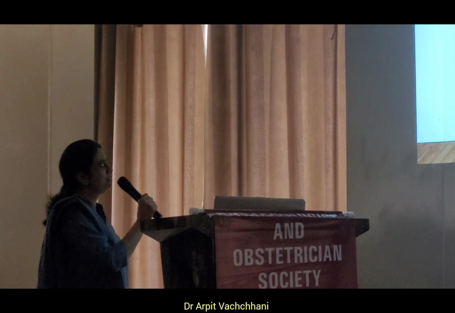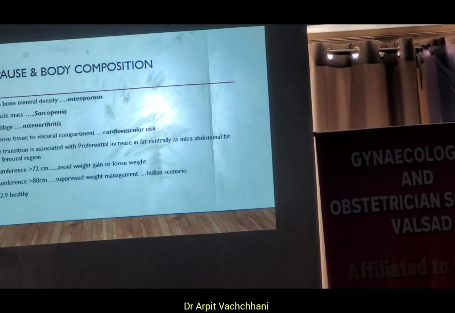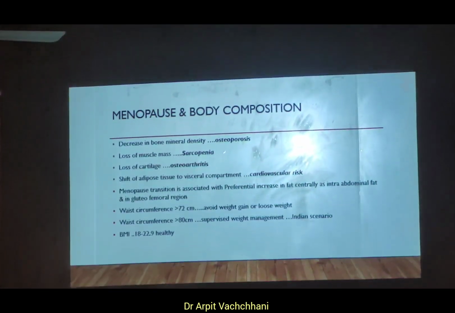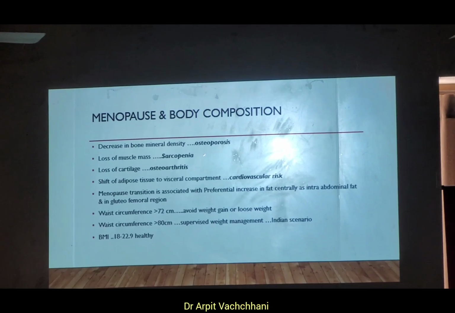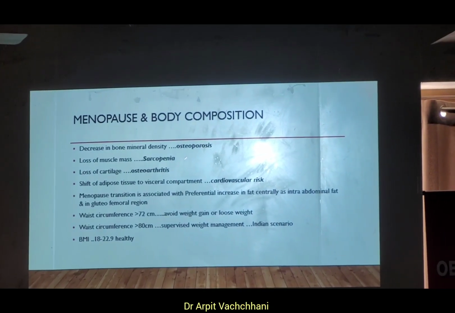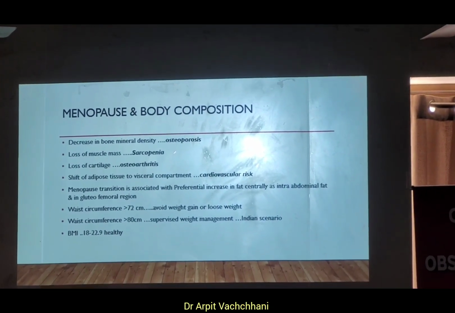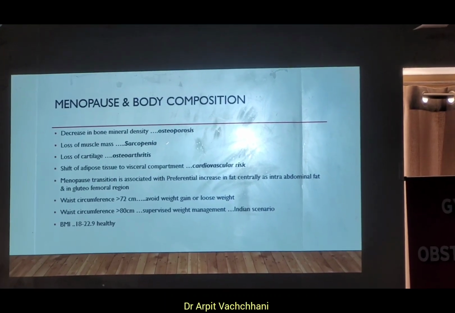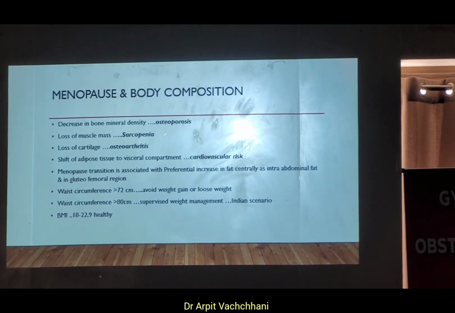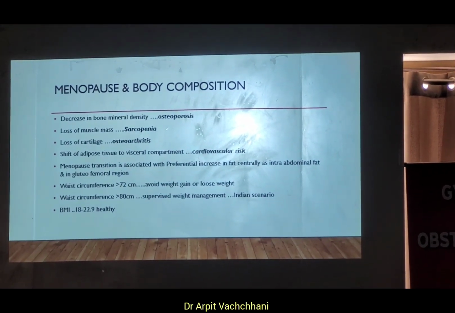If the waist circumference is more than 72 centimeters, this is the alarming line, and the patient should be asked to avoid weight gain or start losing weight. But if the waist circumference is more than 80, then she needs supervised weight management. This is according to the ideal scenario.